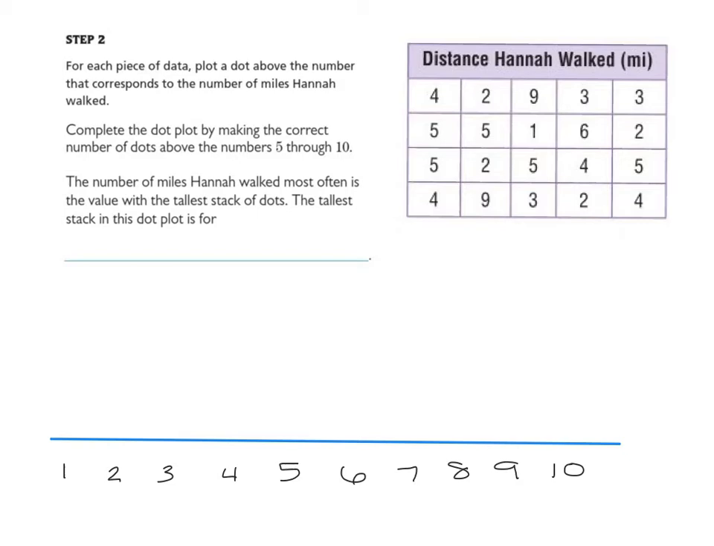So I'm going to go to my number line. I'm going to find 4, and I'm going to place a dot to represent that 4. Okay? I'm going to cross it off. Then a 2. Go to 2, mark it once. A 9. You see what I'm doing here?